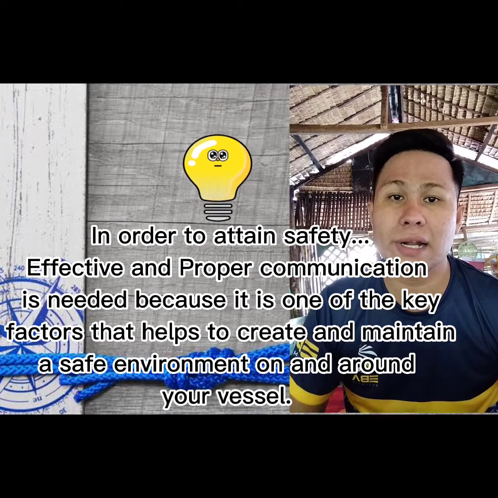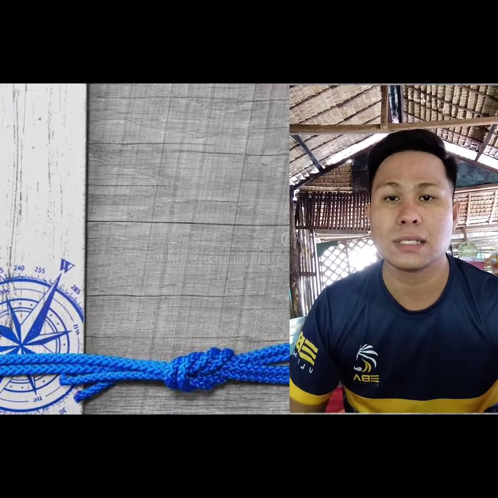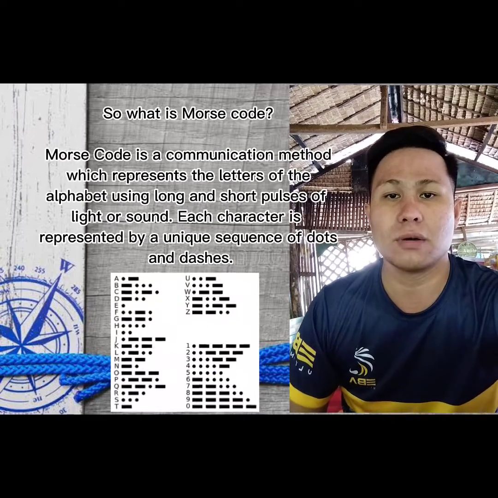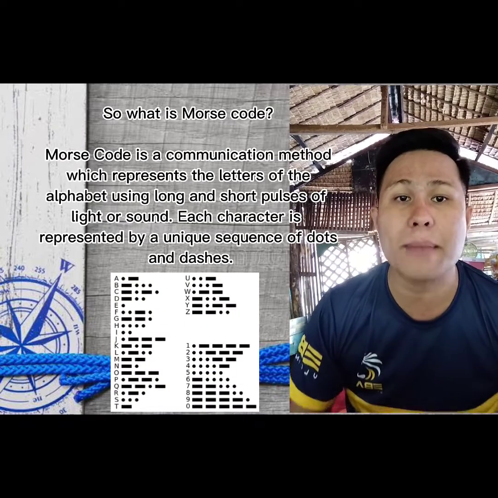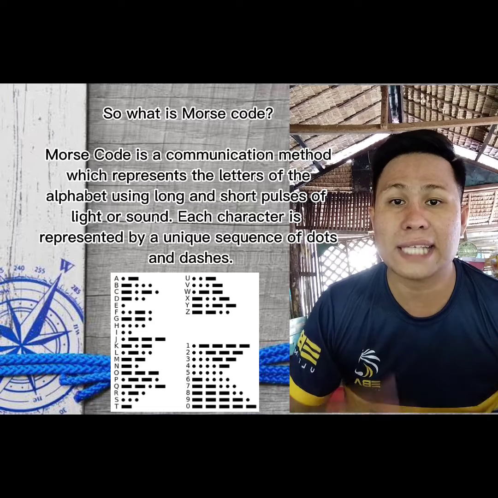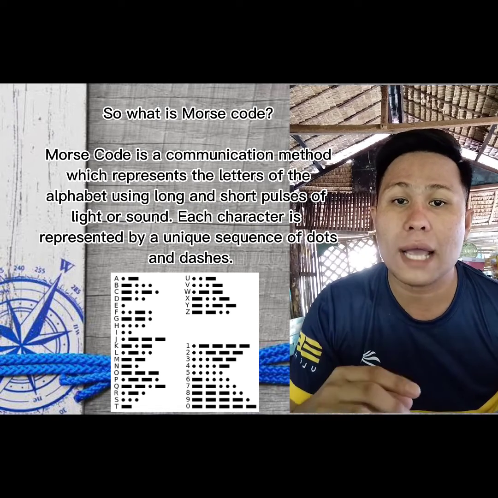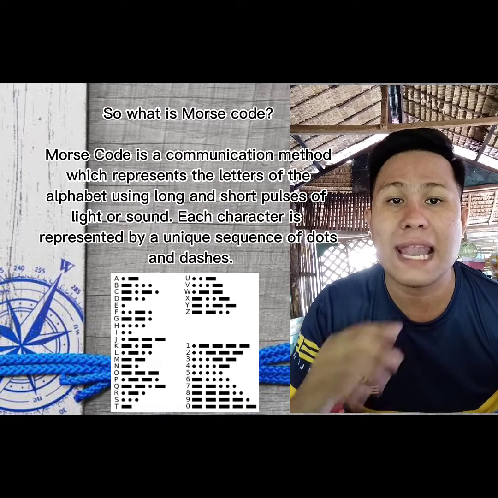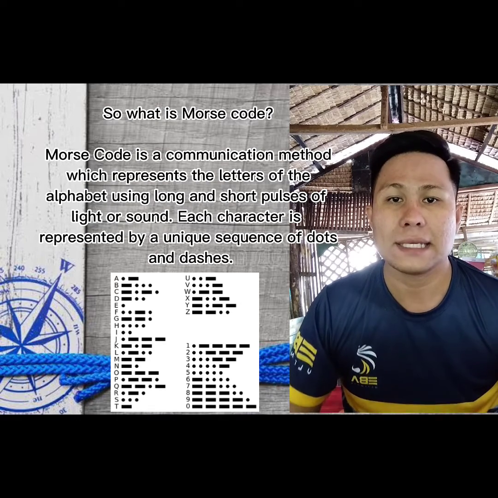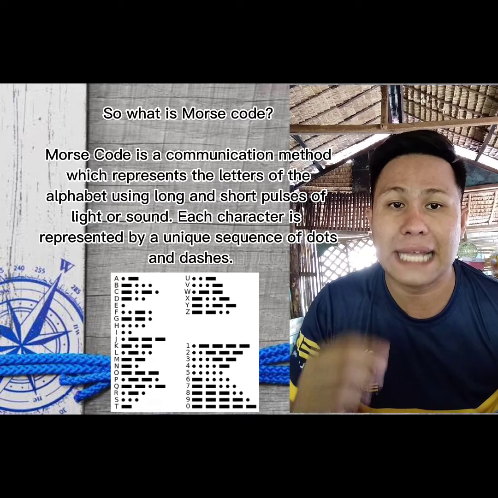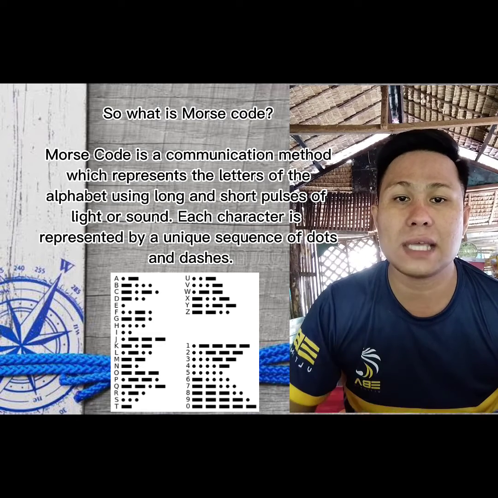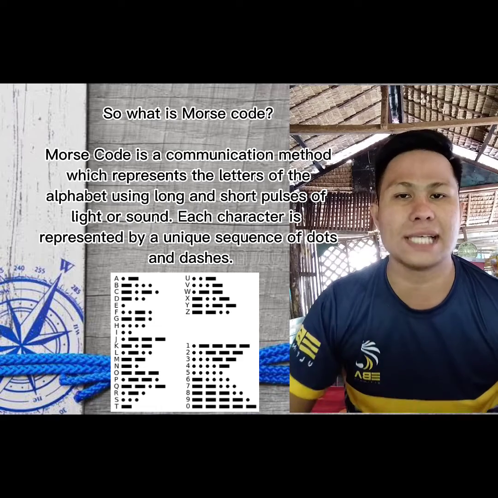As I mentioned earlier about Morse code, SART, and radar, I would like to explain what those things are. So what is Morse code? Morse code is a communication method which represents the letters of the alphabet using long and short pulses of lights or sounds. Each character is represented by a unique sequence of dots and dashes.